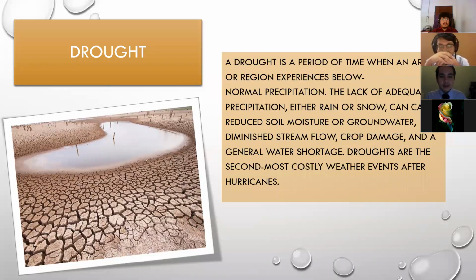Okay, a drought is a period of time when an area or region experiences below normal precipitation. The lack of adequate precipitation, either rain or snow, can cause reduced soil moisture or groundwater, diminished stream flow, crop damage, and a general water shortage. Droughts are the second most costly weather event after hurricanes.